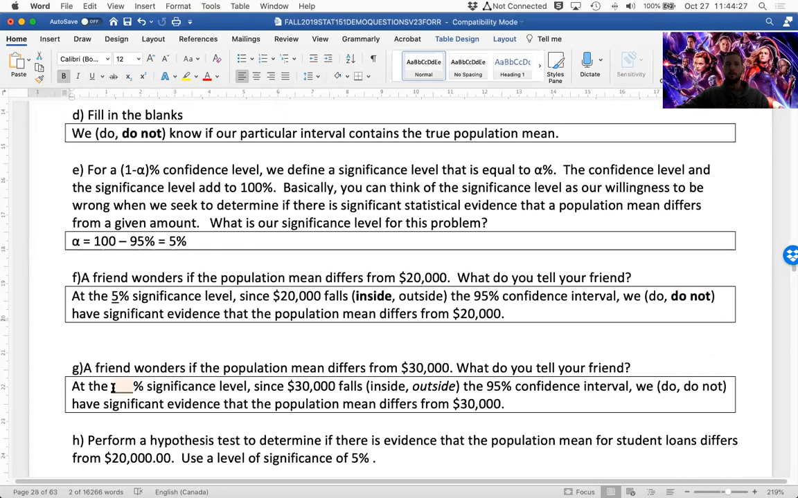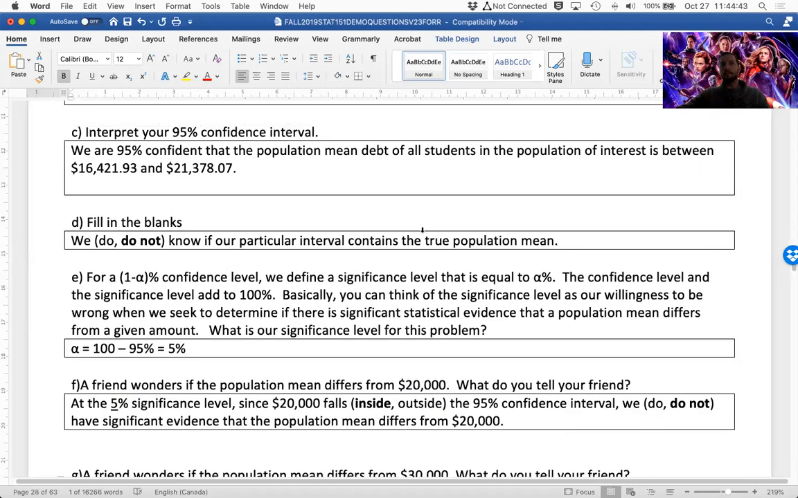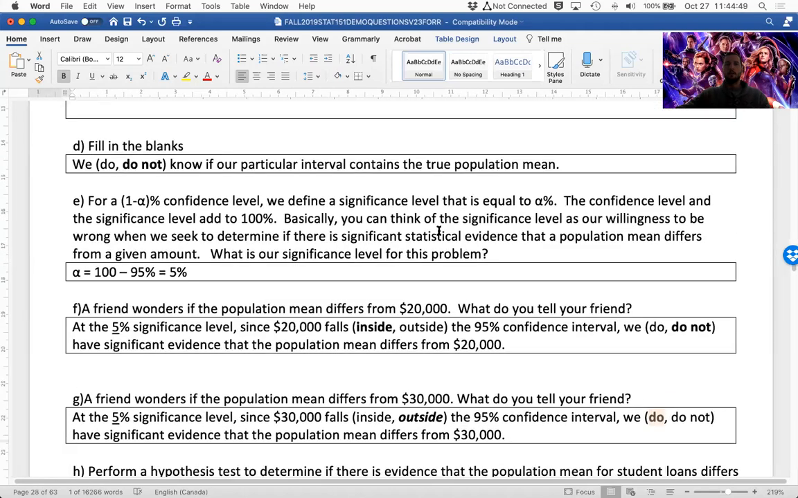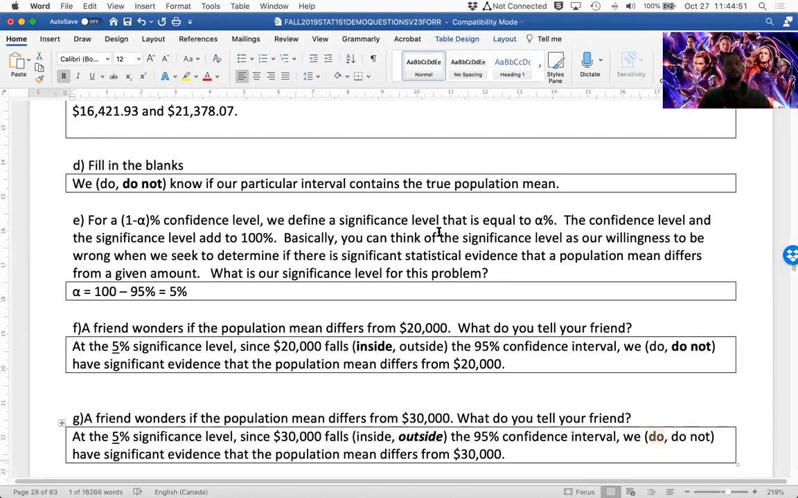The same friend wonders again if 30,000 is a plausible outcome for this interval. Since 30,000 is outside the interval, this would mean that we have evidence it's not equal to 30,000, because our interval is telling us it must be between 16,421 and 21,378. All right, any questions about 17?